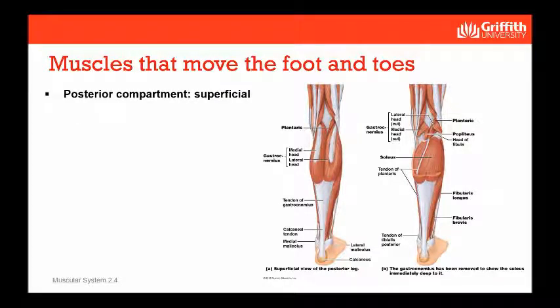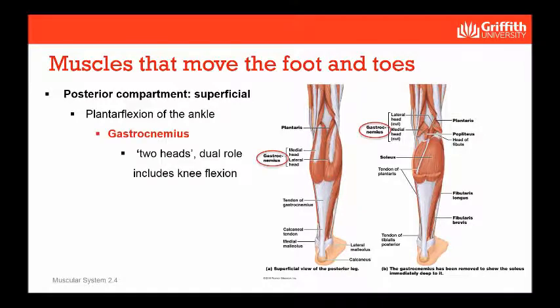The superficial muscles in the posterior compartment of the lower leg are responsible for plantar flexion at the ankle joint. The gastrocnemius plantar flexes the ankle when the knee is extended. However, because the two heads of the gastrocnemius arise from the medial and lateral femoral condyles and then cross the knee joint, the muscle has a dual role where it can also flex the knee.